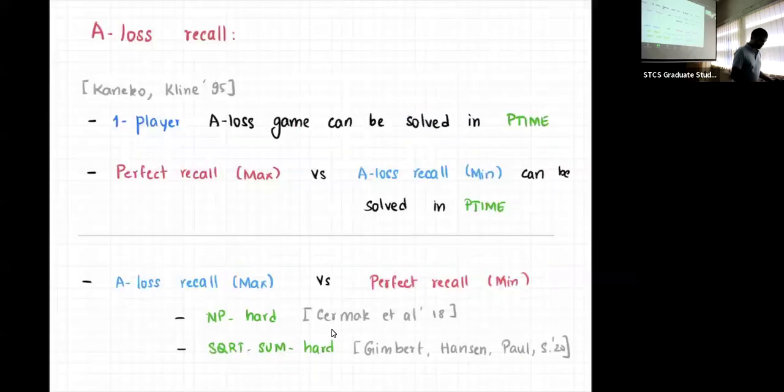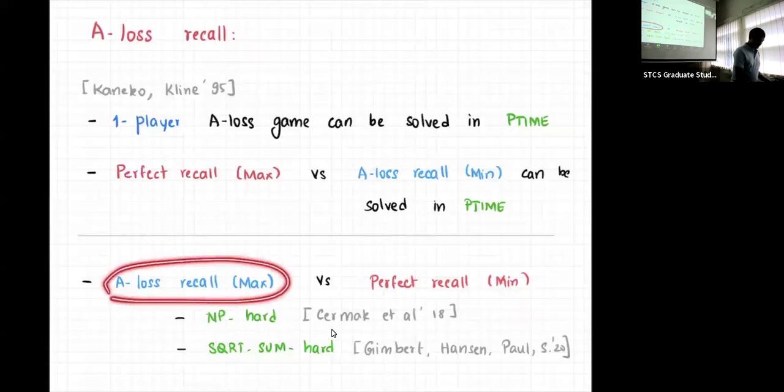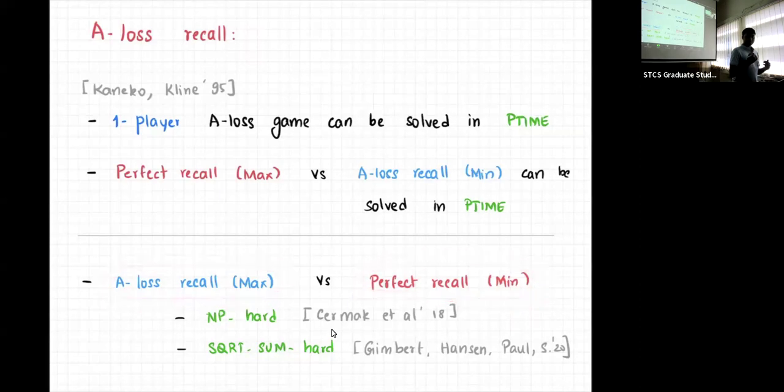And what is known about it, it was defined as early as '95, that one-player A-loss games can be solved in polynomial time, almost like perfect recall games. And in the two-player case, if the minimizer has A-loss recall, then it can still be managed in polynomial time. Not the other way around, because if the maximizer is A-loss and the minimizer is perfect recall, then it is square root sum hard, as we showed. The reduction that we had actually resulted in an A-loss recall player.